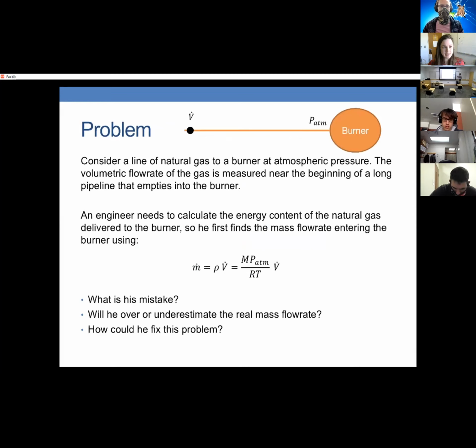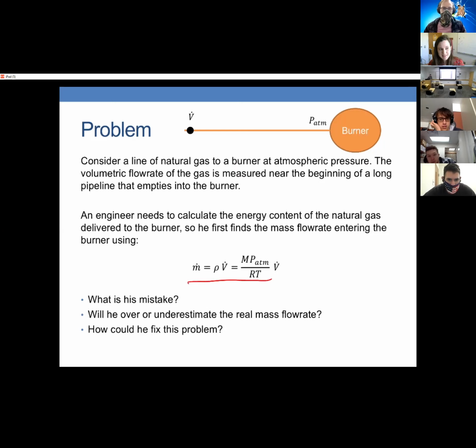So for example, here we've got a natural gas line, and let's say it's relatively long. You measure the volumetric flow rate, let's say with a nozzle meter or something, at the beginning of the pipeline, and then it empties at the end into a burner at atmospheric pressure. And so an engineer is trying to find the mass flow rate in the burner, so he uses this.